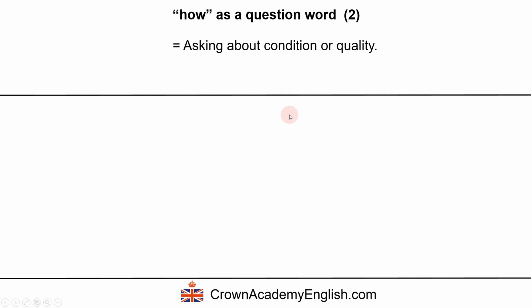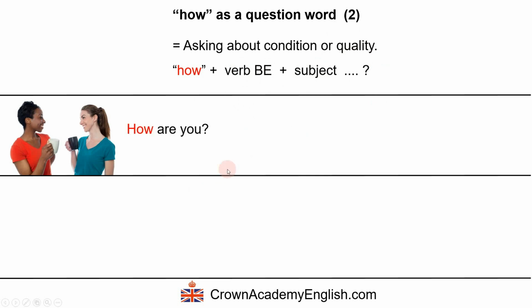Meaning two, we're asking about condition or quality. So the condition of something or someone, or the quality of something or someone. And often, not always, but often we use verb be as a main verb. So this is the form: how, verb be, followed by a subject. So a very simple question, I'm sure you've all heard this one. How are you? How are you?